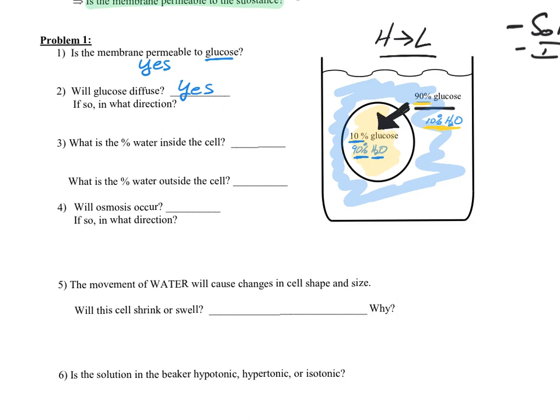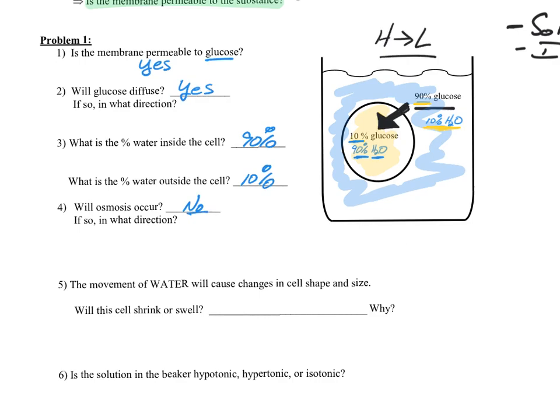All right, let's move on. What's the percent water inside the cell? It's 90%. What's the percent water outside the cell? It's 10%. Will osmosis occur? No, because if the solute can move, the water won't move. Am I clear? If the solute's going to move, the solute's going to equilibrate. It'll get to equal, and the water won't move at all. So you don't have to worry. So no, water osmosis will not occur.